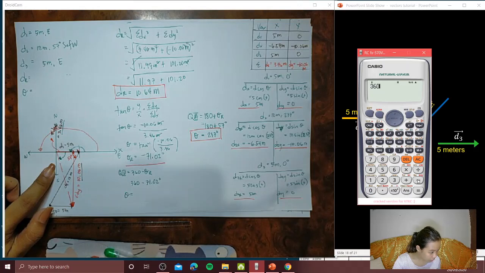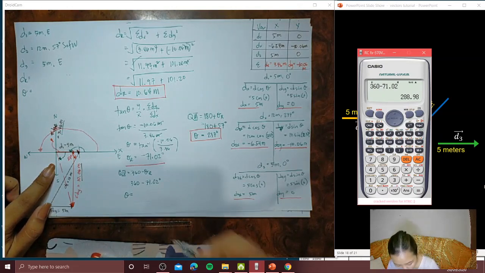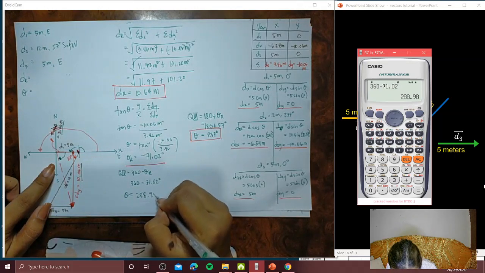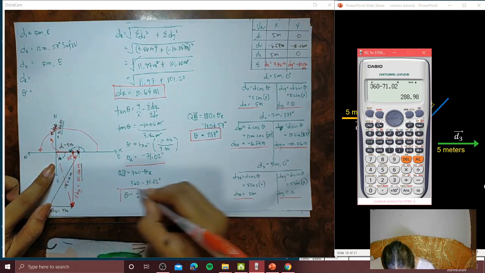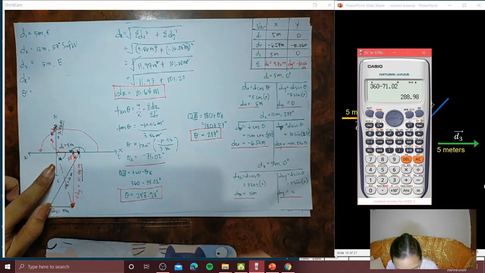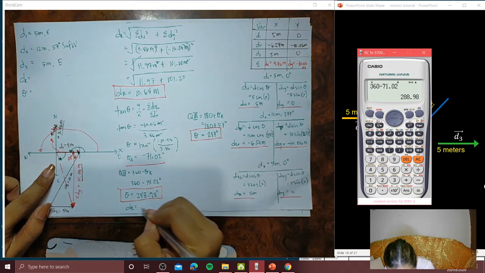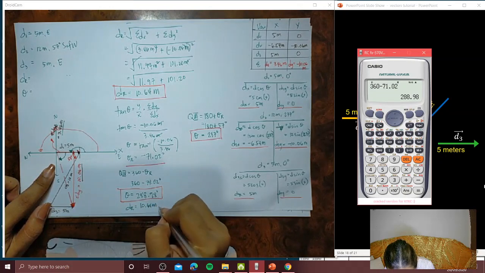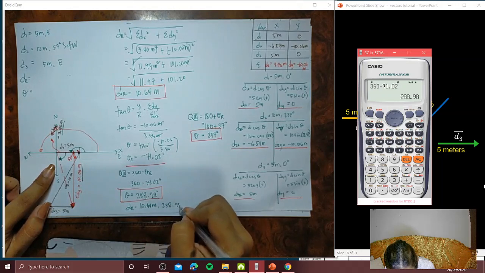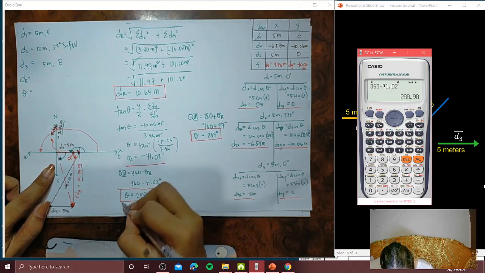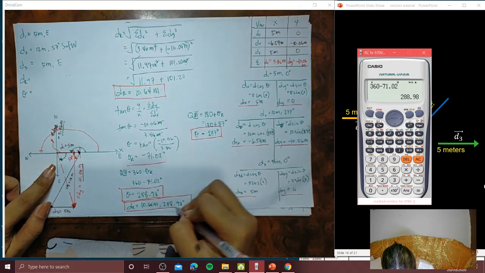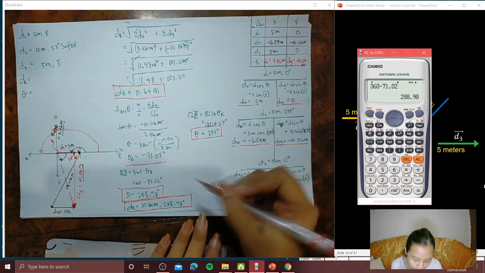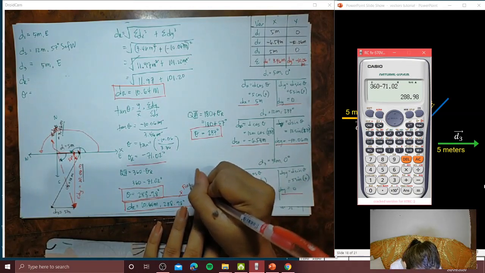Okay, so here, theta is equal to 360 minus 71.02. Okay. So that's 288.98 degrees. And this is now for our final angle. So to write our final answer, let us have here d sub r is equal to 10.64 meters, 288.98 degrees. So, that is our final answer. So there it is. Let me label this one. Final answer.